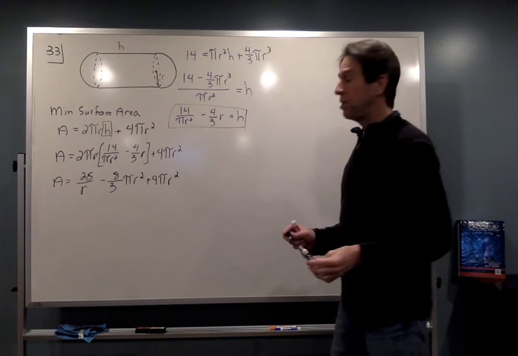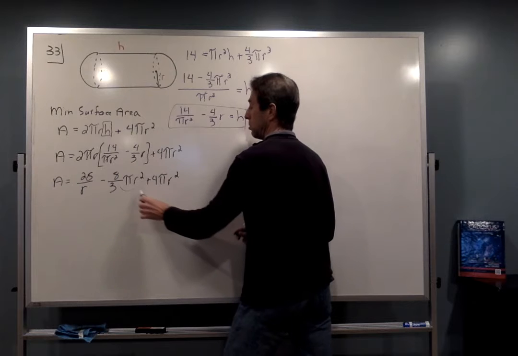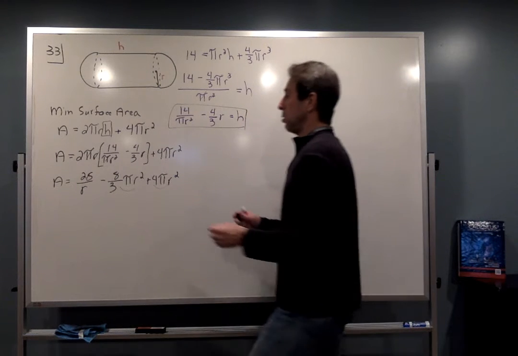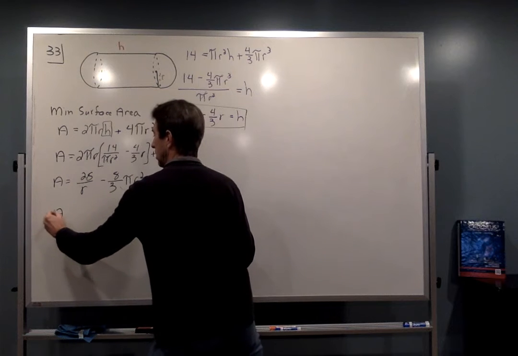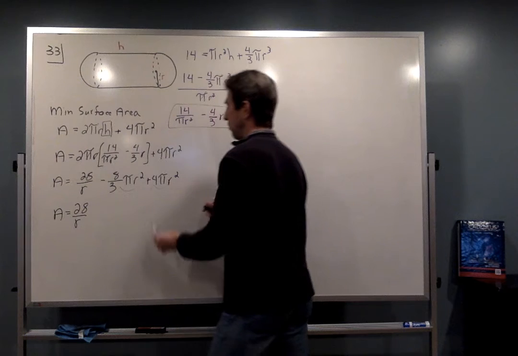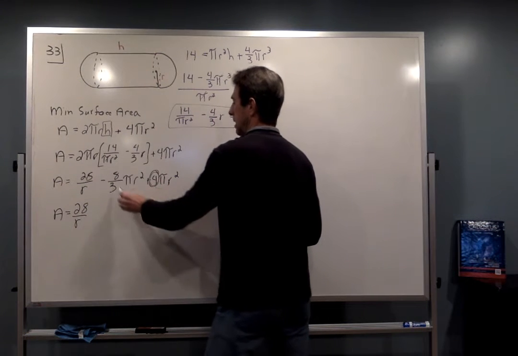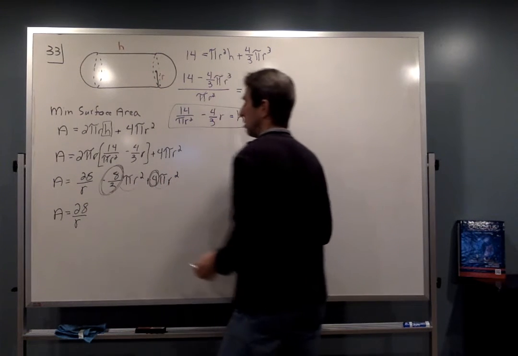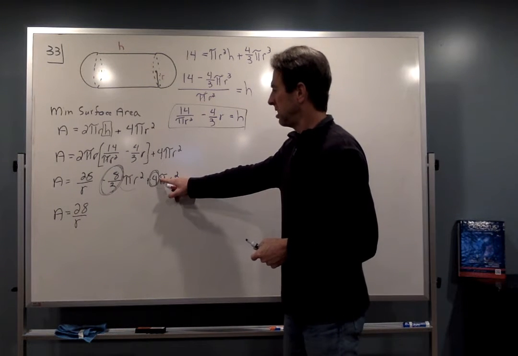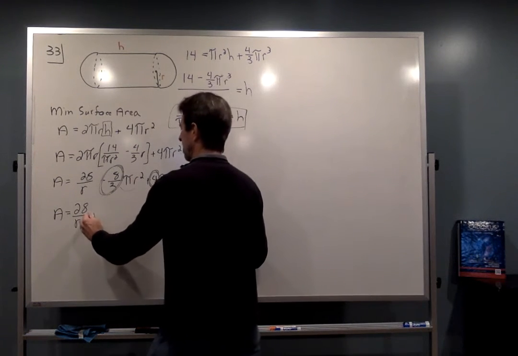So the final thing to do is maybe recognize that these two terms are like terms because they have the pi r squared. So we can go one step further to write 28 over r. Now if we take a 4 and negative 8/3, what would that be? Well, this is going to be 12/3, so it seems to me we get 4/3.